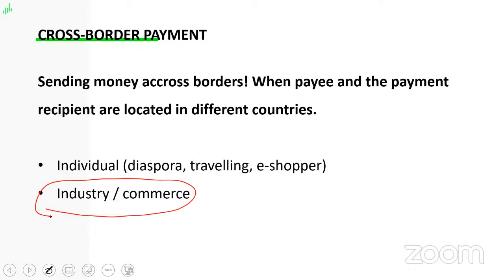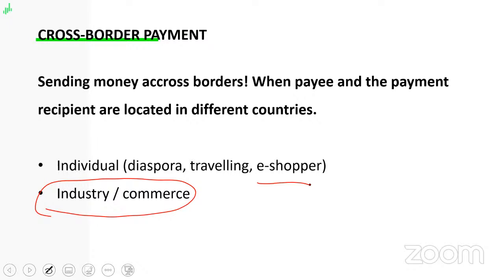Same thing when you shop online. For example, you want to buy a pair of shoes, you are in Europe, you want to buy them from China or from the UK, you again do a cross-border payment. And of course, the diaspora, which is one of the largest markets among individual use cases. Actually, e-shopping and e-commerce are starting to be very big.